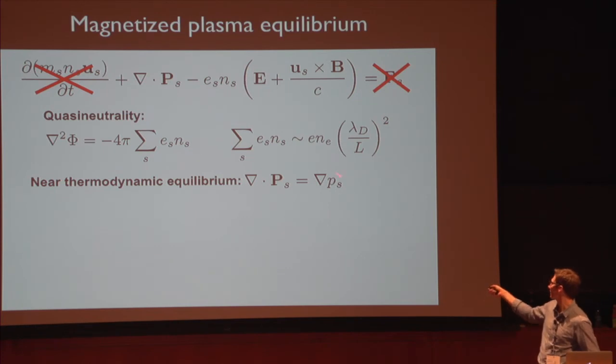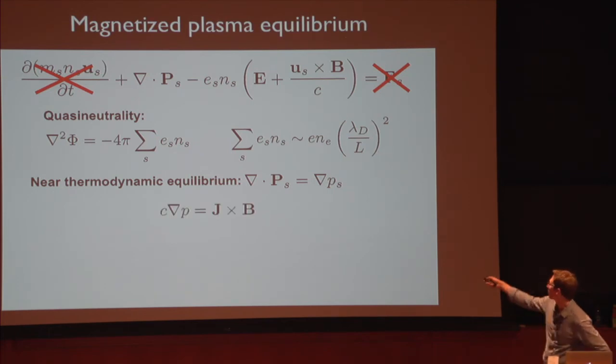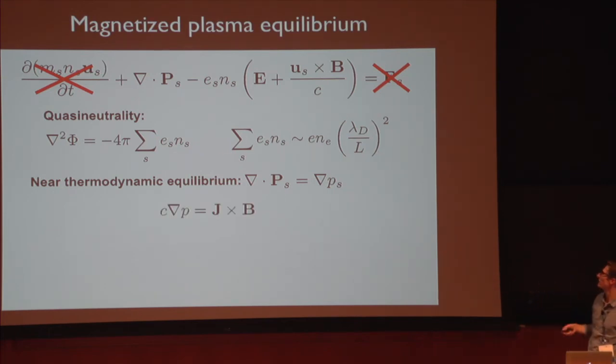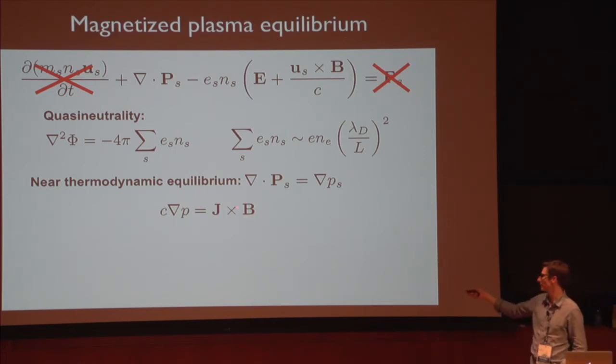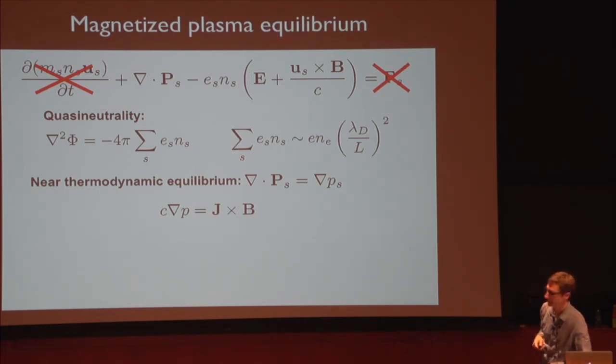So instead of having a pressure tensor, I'm just dealing with a gradient of a scalar pressure. And so when I take these things into account, I sum over all species, all I'm left with is the pressure gradient term and this J cross B force, where J here is the total plasma current, right? So what is this really telling us?